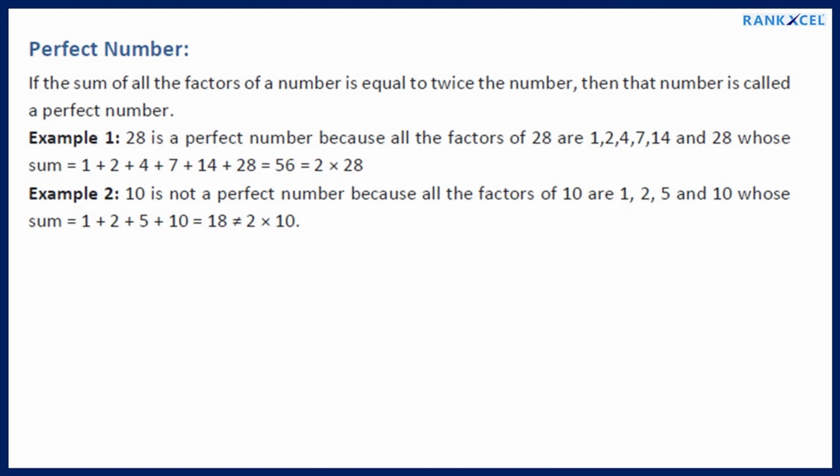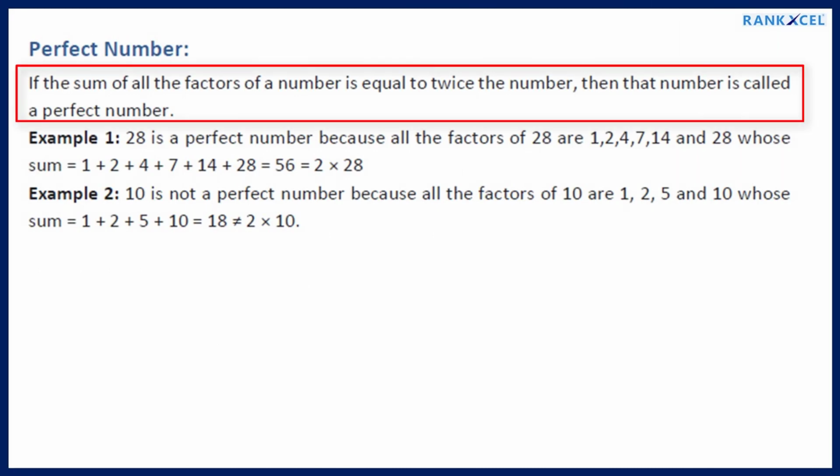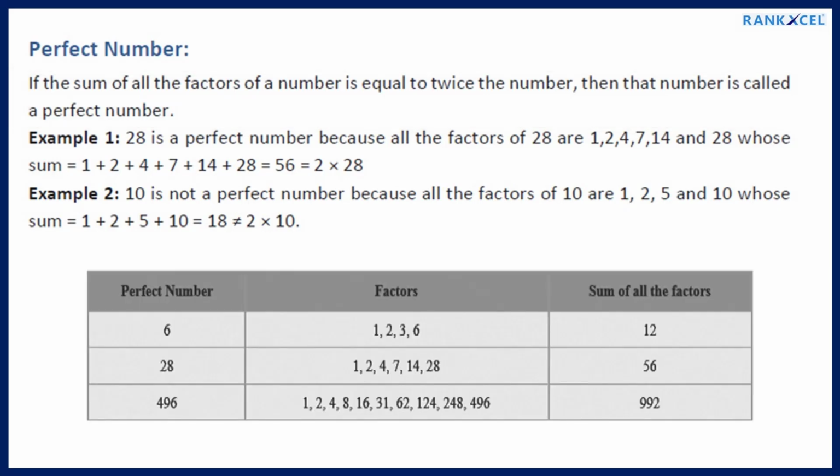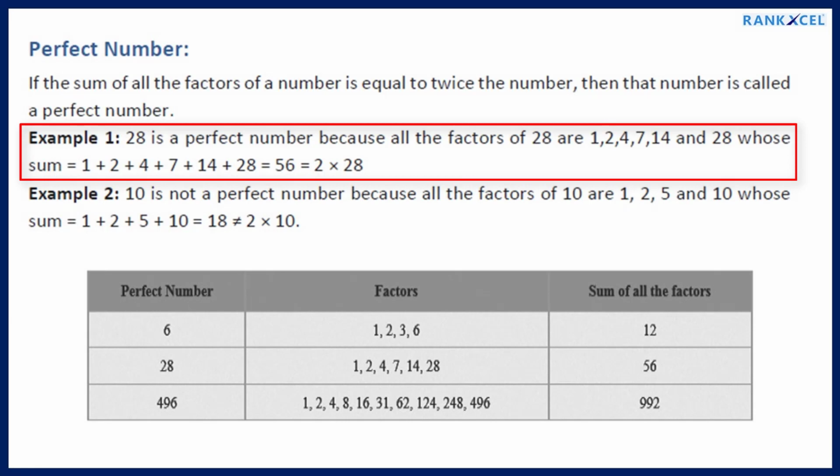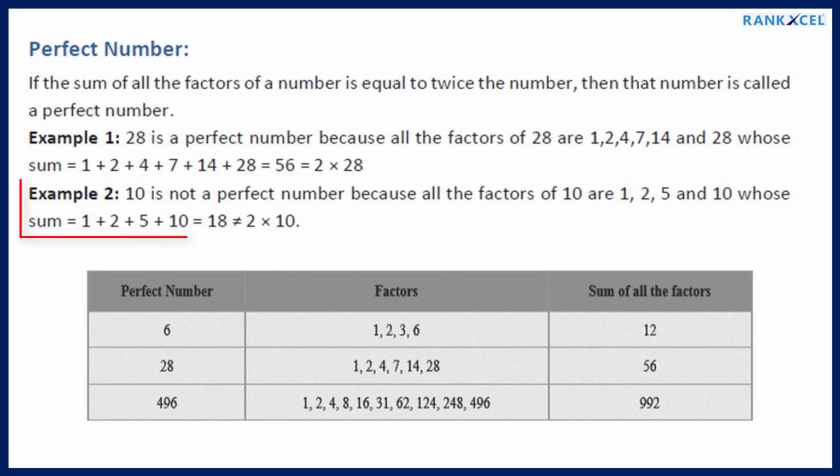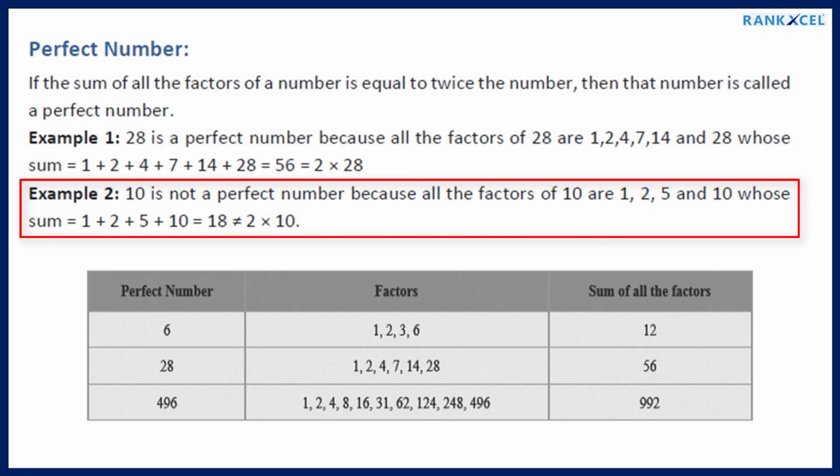Perfect number. If the sum of all the factors of a number is equal to twice the number, then that number is called a perfect number. Example 1, 28 is a perfect number because all the factors of 28 are 1, 2, 4, 7, 14 and 28, whose sum equals 1 plus 2 plus 4 plus 7 plus 14 plus 28 equals 56 equals 2 times 28. Example 2, 10 is not a perfect number because all the factors of 10 are 1, 2, 5 and 10, whose sum equals 1 plus 2 plus 5 plus 10 equals 18, not equal to 2 times 10.